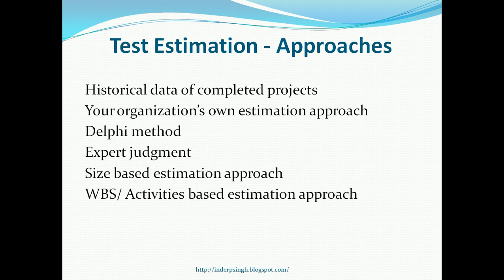A common approach and a very useful approach, in my opinion, is the WBS, work breakdown structure, or activities-based estimation approach. Here you divide the overall testing activities into top level groups. Then within each group you can list the activities, basically form a hierarchy of all the testing activities required to successfully conduct the testing on your system. And for every bottom level activity, come up with the estimate. So this approach, in my opinion, gives you the most accurate test effort estimate.